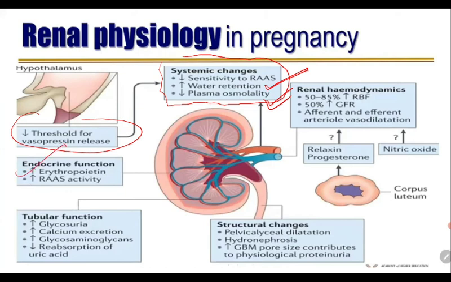Then, what are the endocrine functions? Because of increased erythropoietin activity and increased RAS activity, there will be tubular changes: increased glucose excretion in the urine because of decreased absorption, due to a decrease in the renal threshold. Calcium excretion also happens, including glycosaminoglycan. Okay.